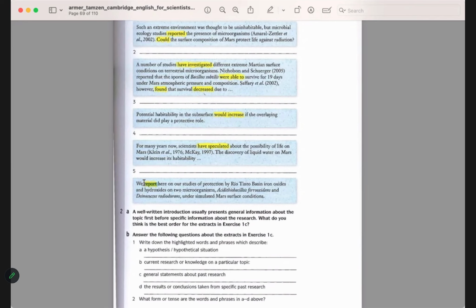Speaking about current research, what tense is used? Report. Like present. Yeah, present. Right. Speaking about the results, you mentioned have investigated and have speculated. What tense is it? Present perfect. Yes, present perfect. And the results or conclusions taken from the specific past research. Yes. So consequently, we can easily guess the tense. Yeah, past simple. Yes, past simple, right.